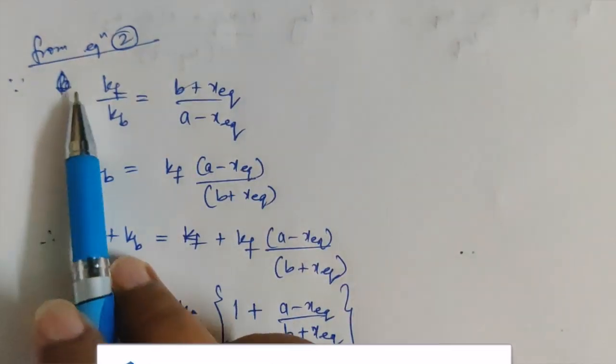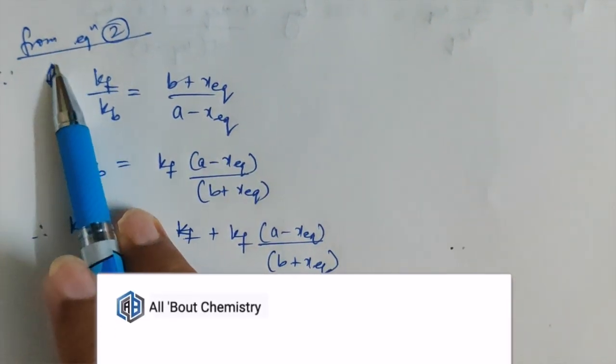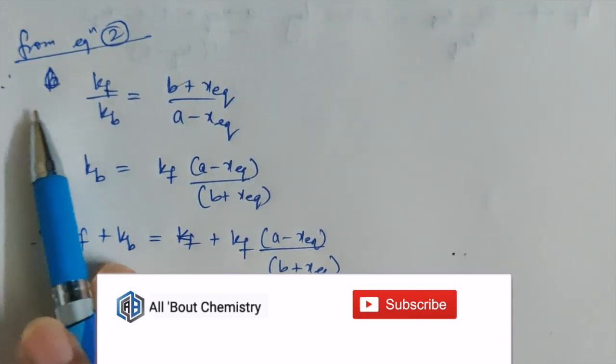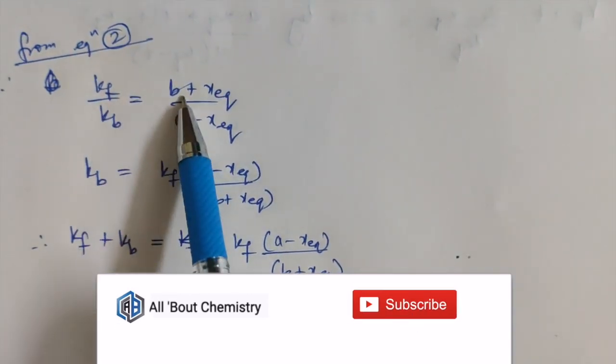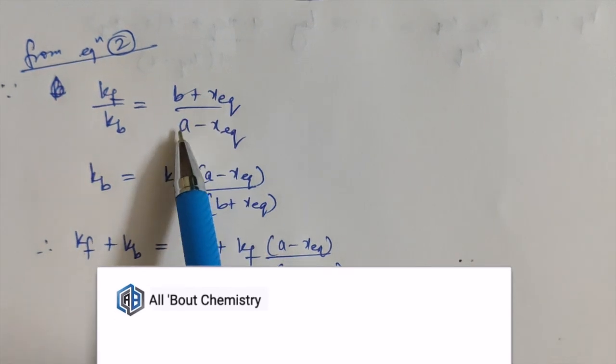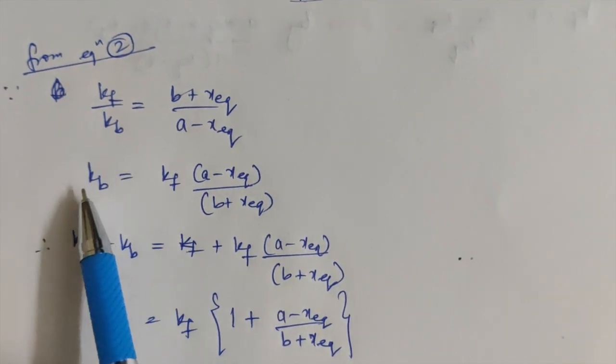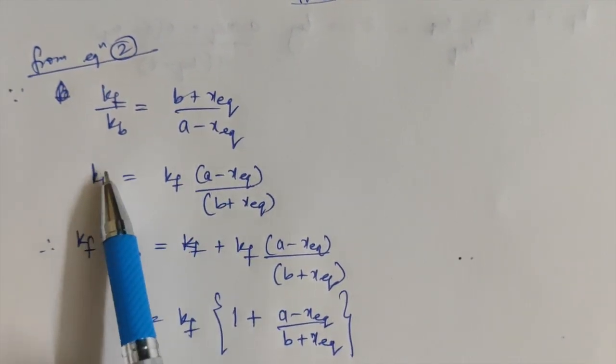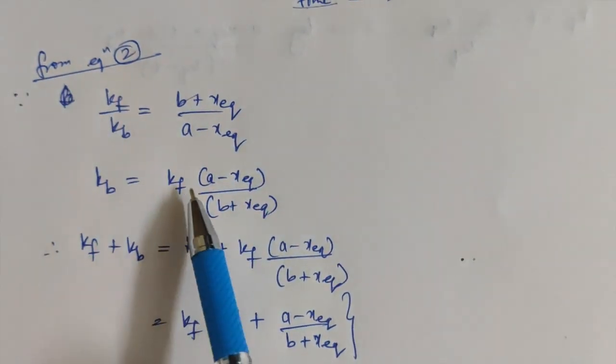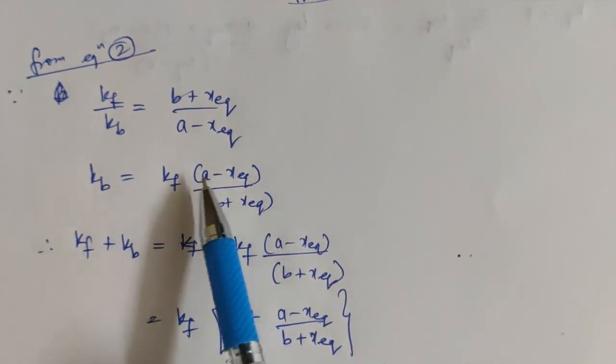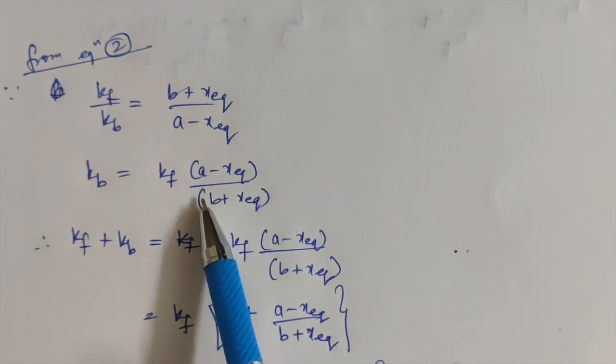Now in order to find out the value of kf, we take again equation number 2, which we have written earlier. In equation number 2 we had kf by kb is equal to b plus xeq by a minus xeq. I can find out the value of kb. I cross multiply, and I get kb is equal to kf times a minus xeq by b plus xeq.